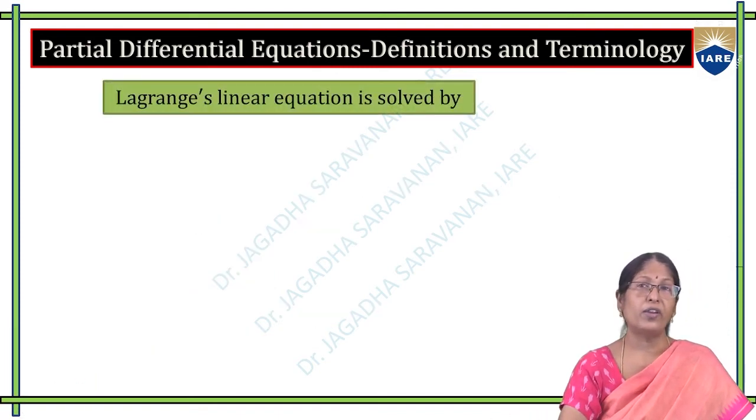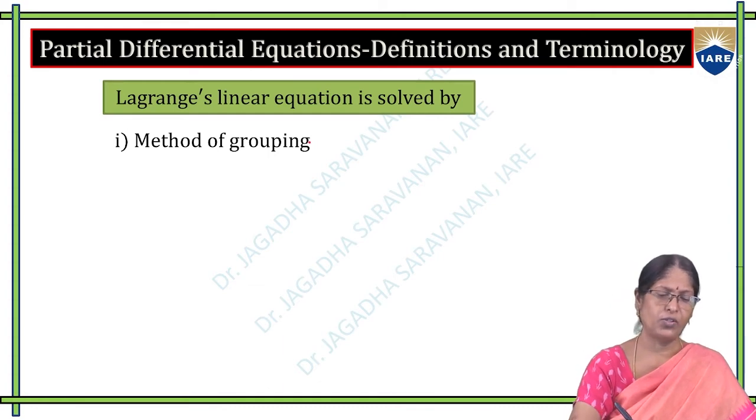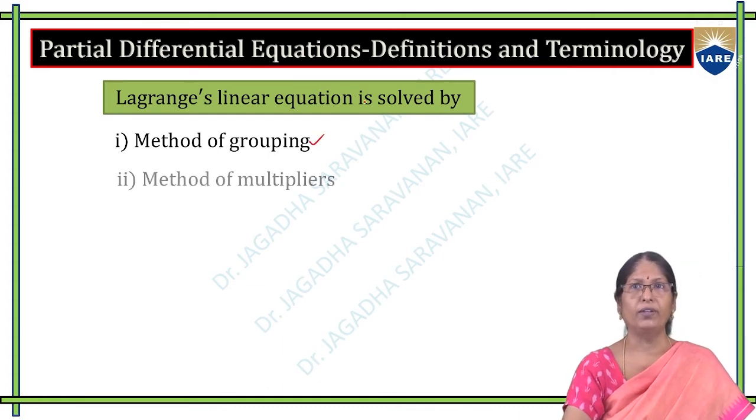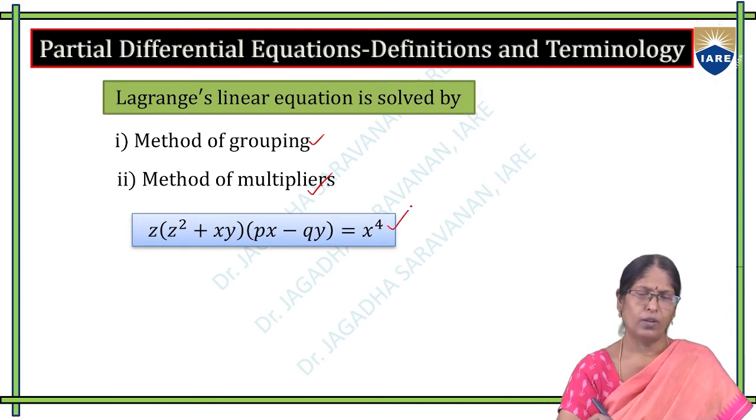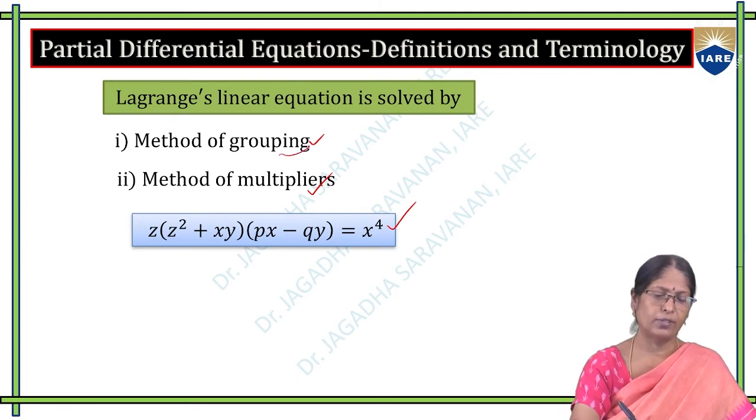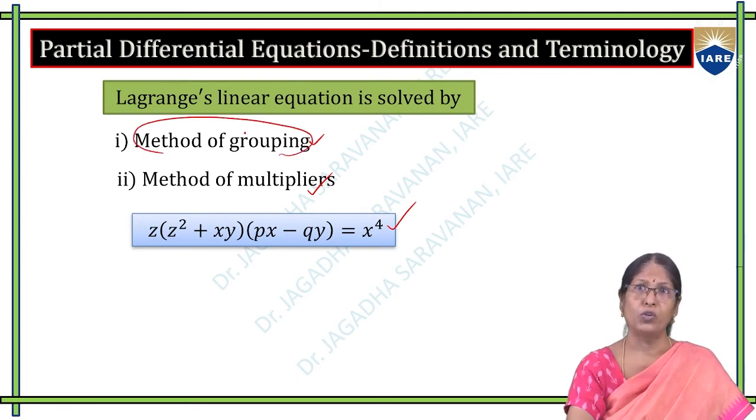Now, this Lagrange's linear equation is the given equation in the format of Pp plus Qq equal to R. Then two methods are there: the first one is the method of grouping, and the next is the method of multipliers. Now, what is the terminology connected to this method of grouping to define our Lagrange's linear equation?